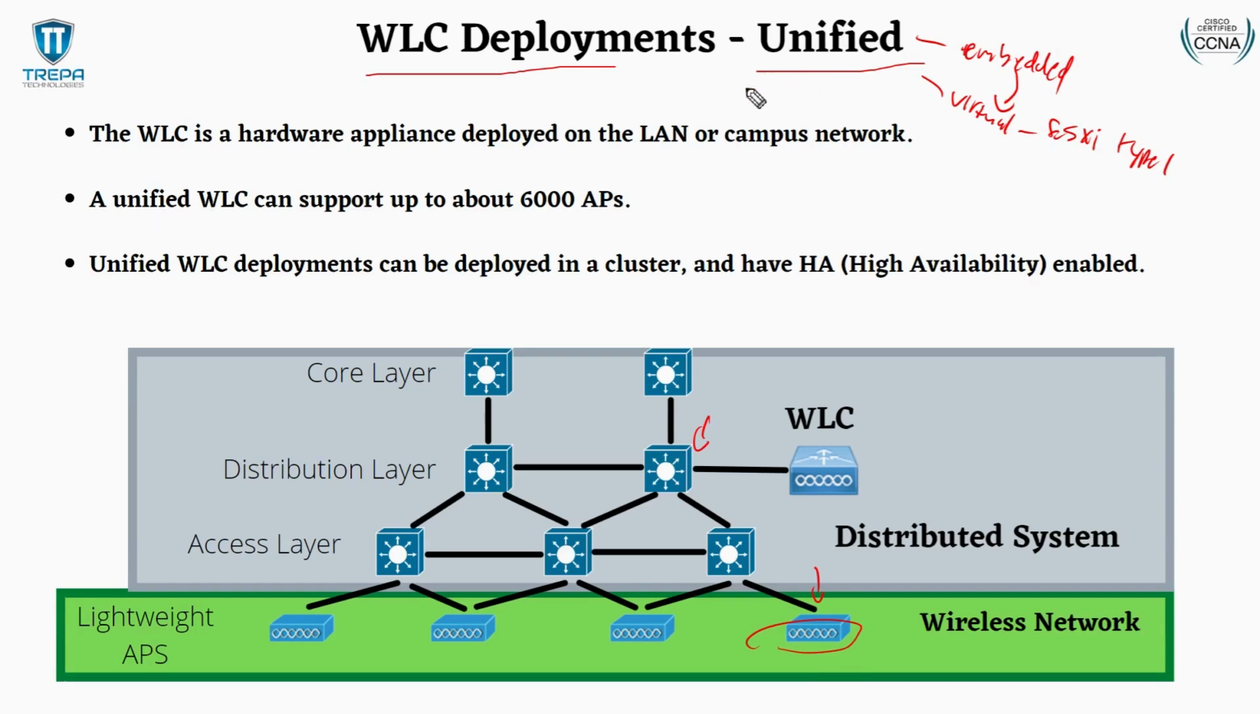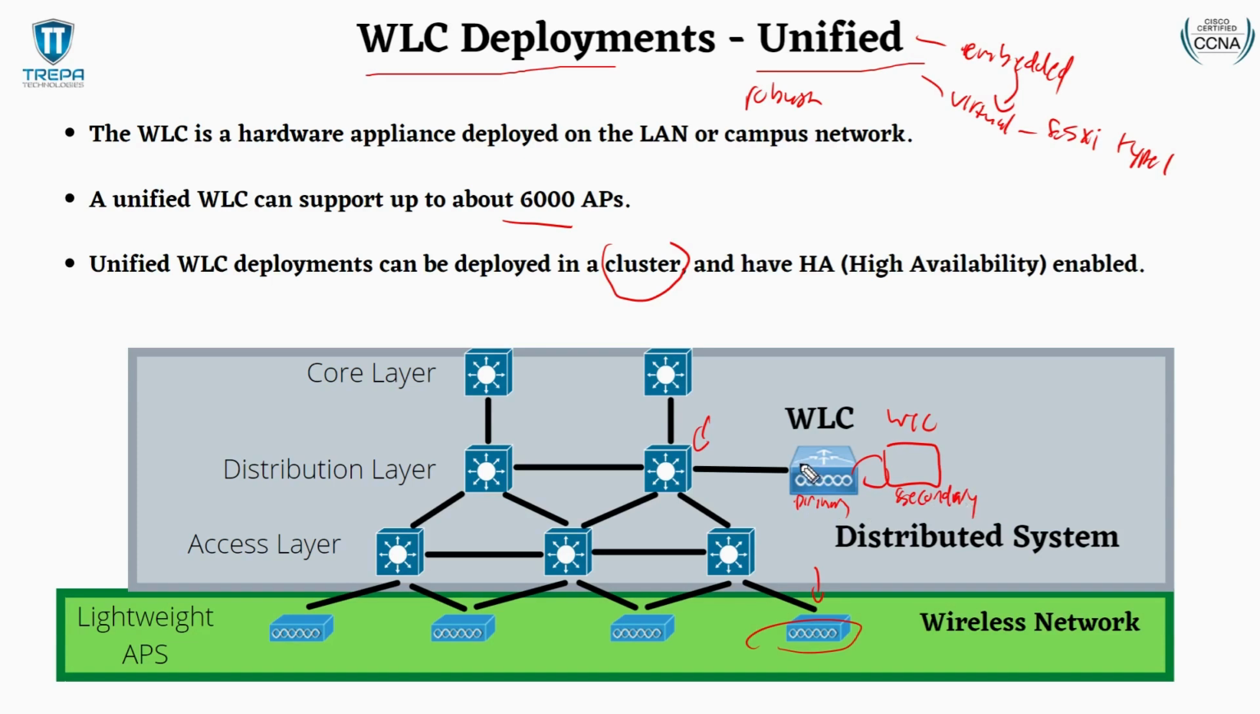So unified is going to be your most robust solution, and it can support up to about 6,000 APs, and they can also be deployed in what we call kind of like a server cluster. We have 2 wireless LAN controllers here that can be doing what's called high availability. There's actual terms for this, but essentially your primary WLC and your secondary WLC. I think it's like hot standby. I'll look it up and put it in the description on the YouTube video.